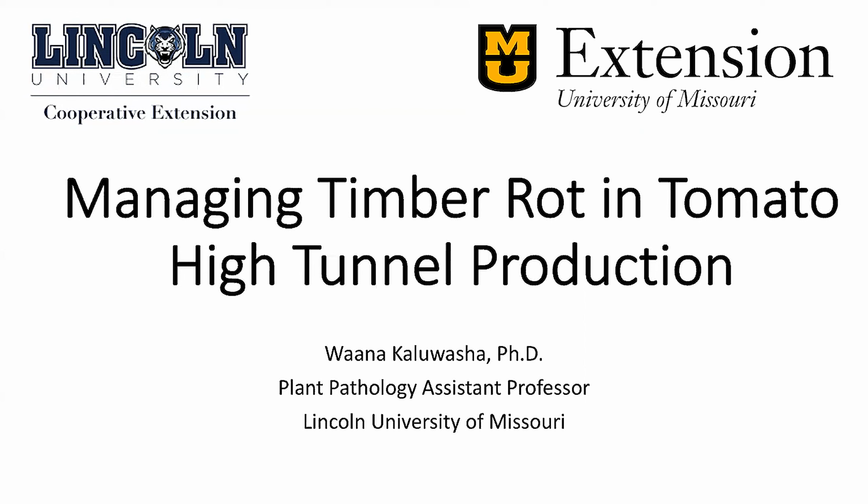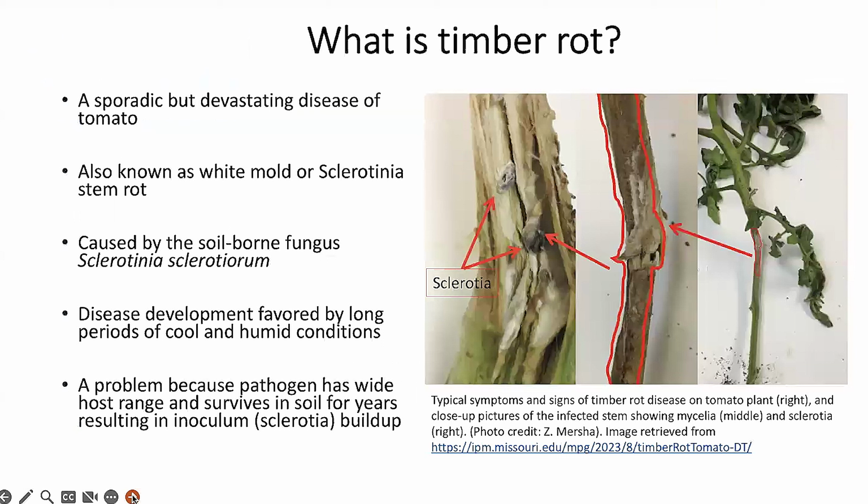I'm happy to share with you today about timber rot of tomatoes. Timber rot is a sporadic but devastating disease of tomato, also known as white mold or sclerotinia stem rot. It is caused by the soil-borne fungus Sclerotinia sclerotiorum, and disease development is favored by long periods of cool and humid weather. The disease is a big problem because the pathogen has a very wide host range, and the pathogen produces structures that are able to persist in the soil for many years.